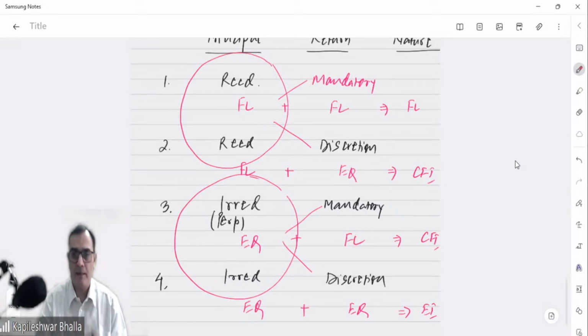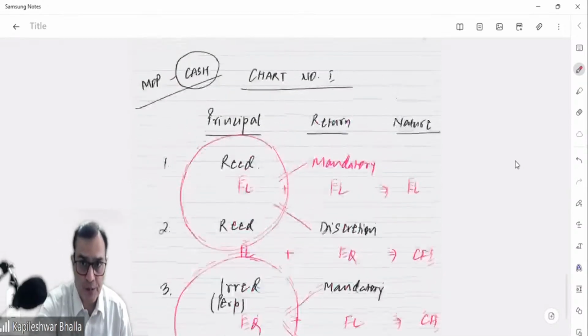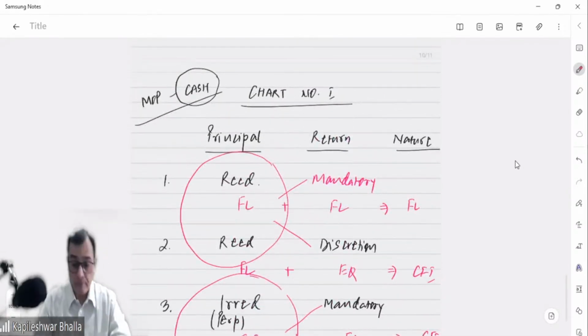Okay, so let's take the journey forward. So this is my chart number 1. And in terms of chart number 1, we are looking at the mode of payment being cash, whether it is for the principal or the return. Now, let's take you to the next chart. I've already done 2 illustrations with you, which were totally devoted to chart number 2, when the mode of payment was supposed to be based on equity share.